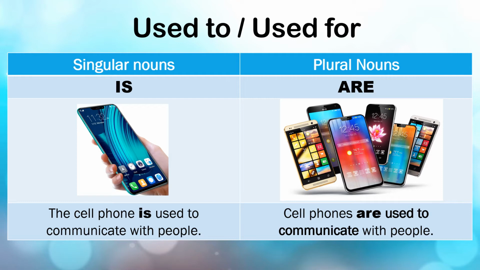So you can see that we have here the verb is used to communicate, and here the verb are used to communicate. It doesn't matter if you're using an infinitive or a gerund, you have to be careful with the verb, okay? So if the noun is singular, you're going to use is. If the noun is plural, you're going to use are. Be careful with cell phones, because here we cannot use the, because we're not talking about a particular cell phone. We're talking about cell phones in general. So in that case, we cannot use the article the here, like in the singular nouns.